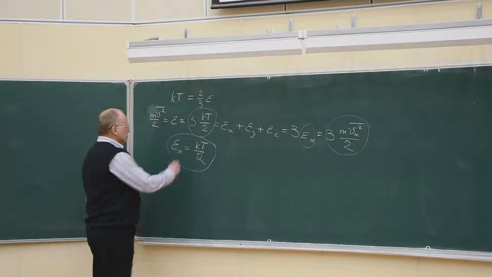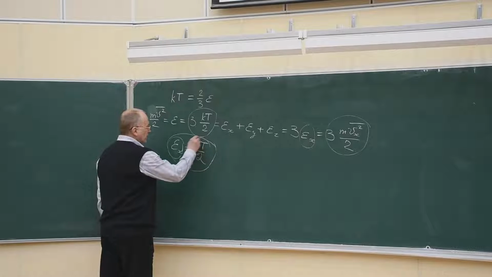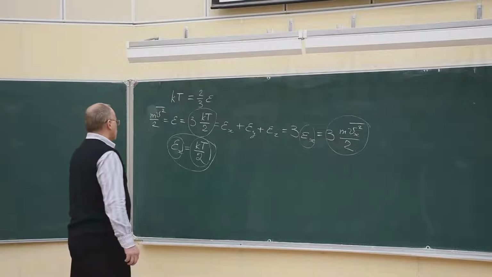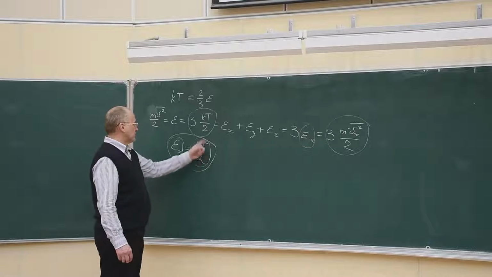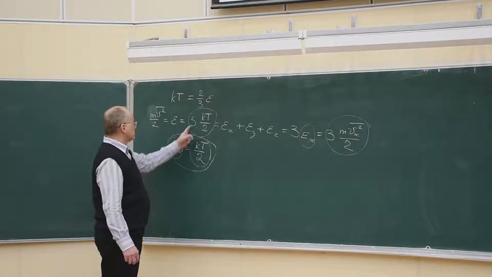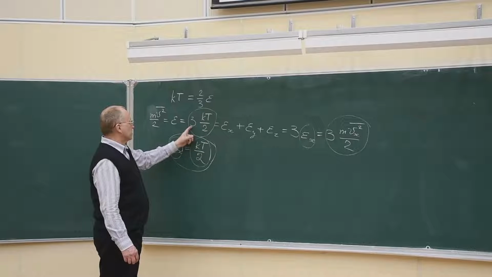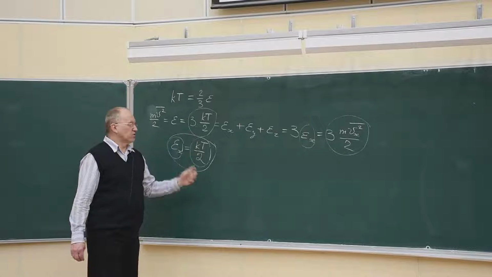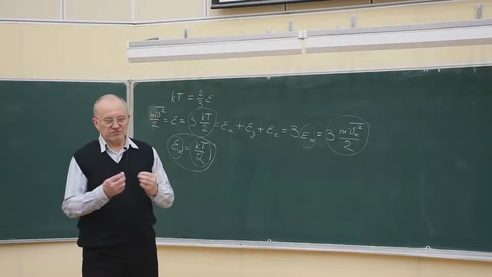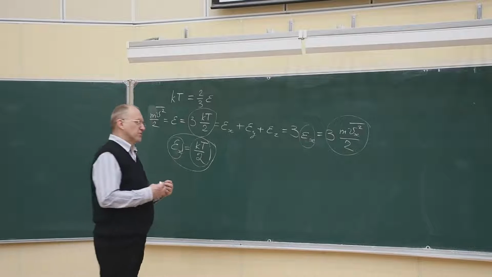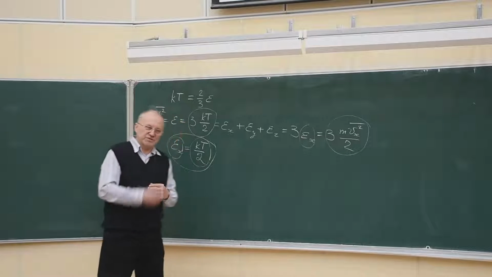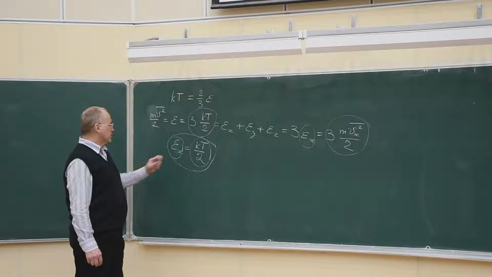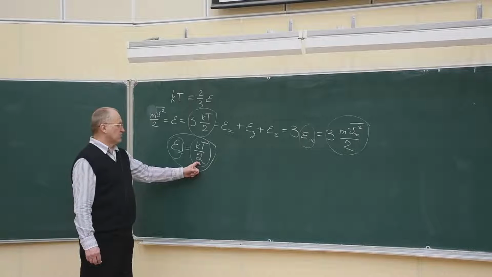And 1 degree of freedom contains energy kT over 2. This is an important thing, because sometimes you have 2 degrees of freedom and then the average energy will be kT. Sometimes you have 3 degrees of freedom and then the average energy will be 3 times kT over 2. And sometimes you have more degrees of freedom. When the molecule consists of 2 atoms, there will be a degree of freedom of vibrational motion of atoms and also rotational motion of this molecule. So there will be more degrees of freedom than for a monatomic molecule. And each degree of freedom will contain this average energy.